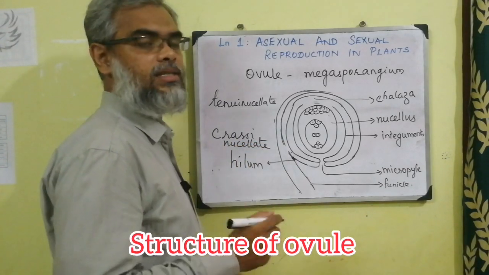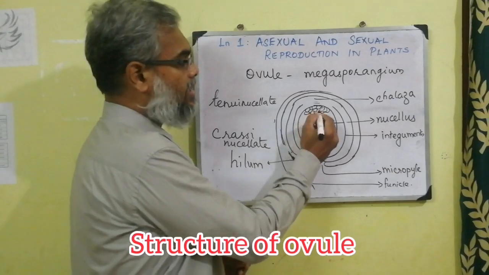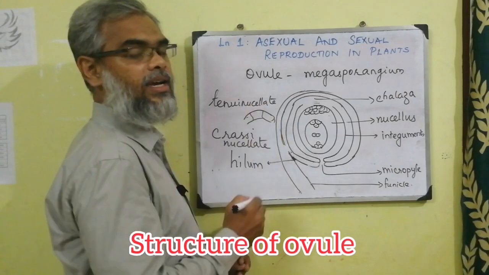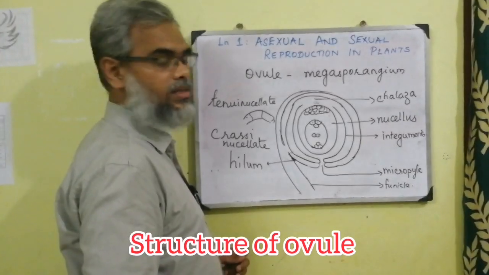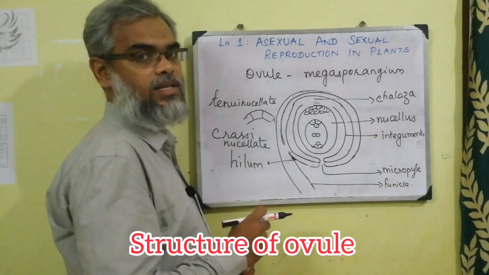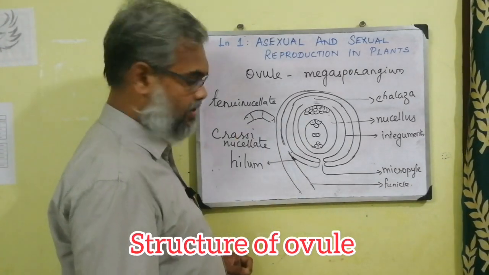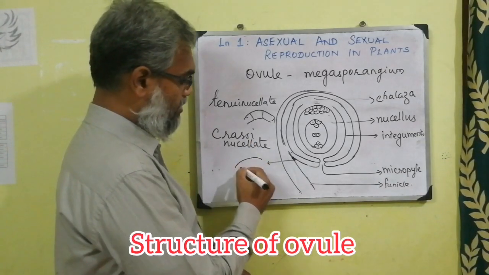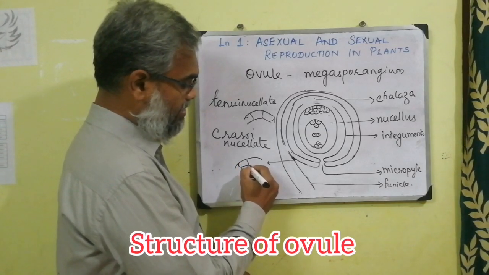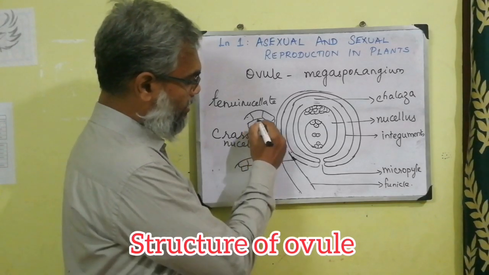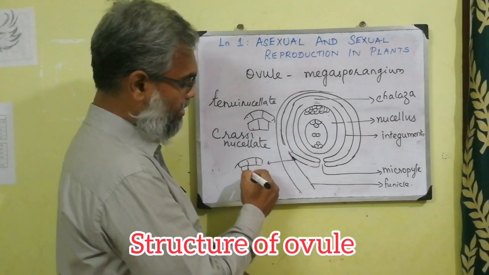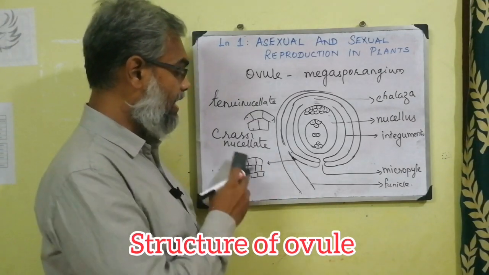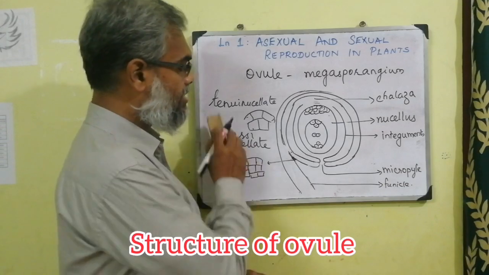So this tenuinucellate is nothing but here this layer, it will be made of a single layer of cells. Only a single layer of cells will be present in this hypodermal region. But in crassinucellate, you can see double layers, more than one layer. So the layers will be like this. After this, only one layer will be present here, but here 2 layers will be present. So this is tenuinucellate and crassinucellate. 2 types are there.